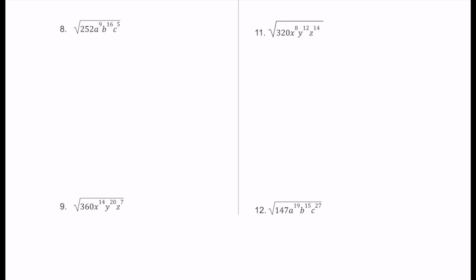All right, for number 8, we have the square root of 252, a to the 9th, b to the 16th, c to the 5th power. Starting off with this 252, that's a pretty big number, so maybe we can break it down into some smaller numbers. If we break that down, I think that's going to be 9 times 28, just because 2 plus 5 plus 2 is 9, so we can divide it by 9. This 9 breaks into 3 times 3. This 28 breaks into 7 times 4, and 4 breaks down into 2 times 2.